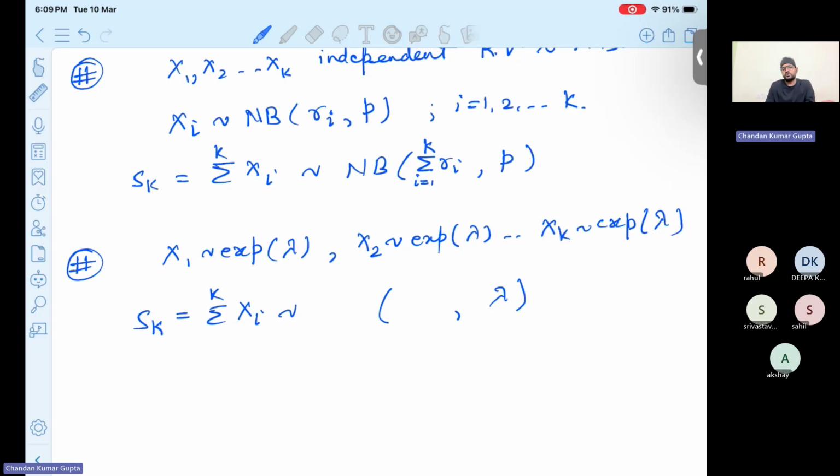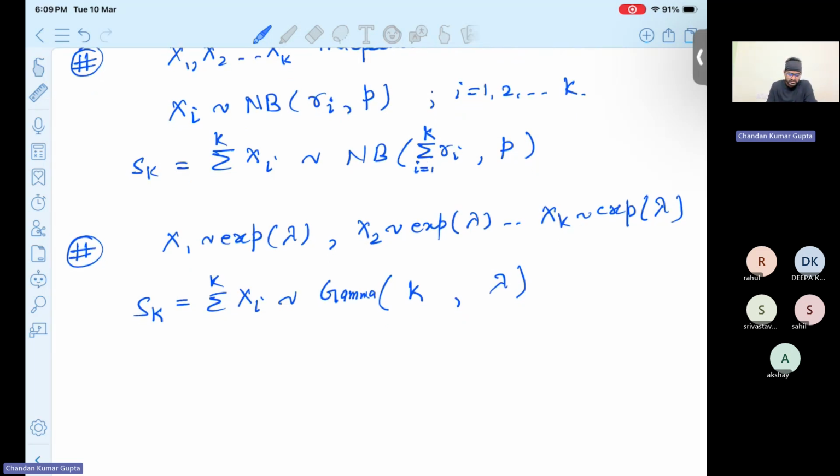Okay, this is not going to follow an exponential distribution with parameter k times lambda. No, this follows a gamma distribution with parameter k, since we are dealing with k different random variables, and lambda. Okay, so this is the case. That means the exponential distribution is a special kind of gamma distribution, which has already been discussed in, I think, the fourth or fifth week.